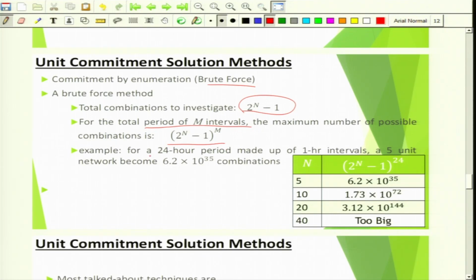That means if it is a next-day dispatch, 24-hour, hour-to-hour dispatch, made up of 1-hour intervals, a 5-unit network becomes how many combinations? 6.2 times 10 to the power of 35 combinations. Such big mathematics, right? If there are 10 generators, too big. For 20, 40, it's very big actually, right? In practical systems, hundreds of generators, and if you decrease the time interval also, for example to a half-hour interval, then it further increases.